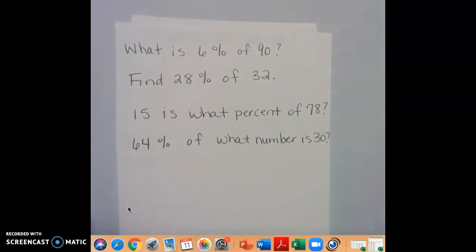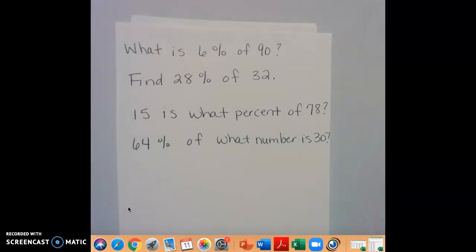Okay, I'm going to read you 4 little sentences. What is 6% of 90? Find 28% of 32. 15 is what percent of 78? 64% of what number is 30? Well, the books that we have tell us to solve each one of these problems a different way. To be honest, I have a hard time remembering which way they want me to solve which problem. So I like to have one way that works for all of them. That way I don't have to worry about, am I doing it the right way? Because if I have one way that works for all of them, I know that I'm good to go.